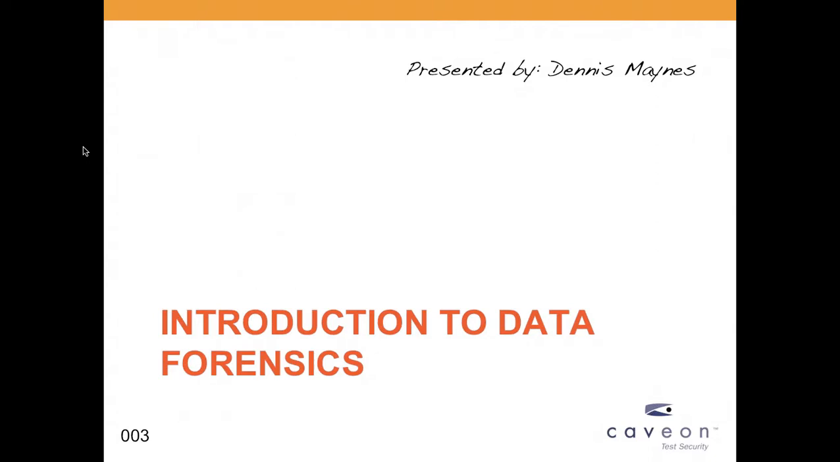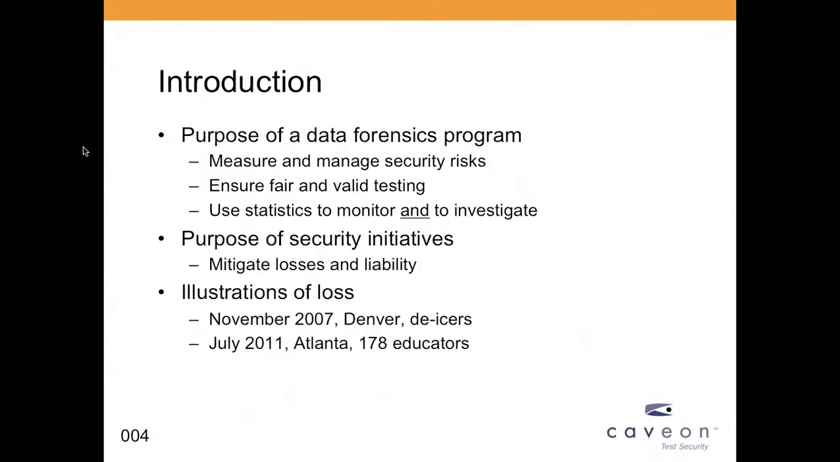So I'm just going to spend a few minutes talking about data forensics, what its purposes are, what you can use it for, and the things you need to be aware of. Next slide, please. A data forensics program is used to measure and manage risk. That's our main goal. We say you can't manage what you don't measure. The goal is that we want to ensure the tests are given, that they're valid, they're fair, that people are not losing, being taken advantage of. And we use the statistics to monitor and investigate what's going on with the program. It's all about loss, mitigating loss and liability.